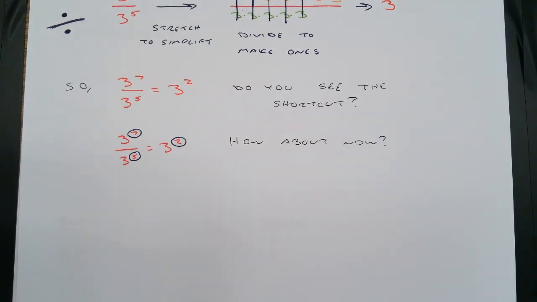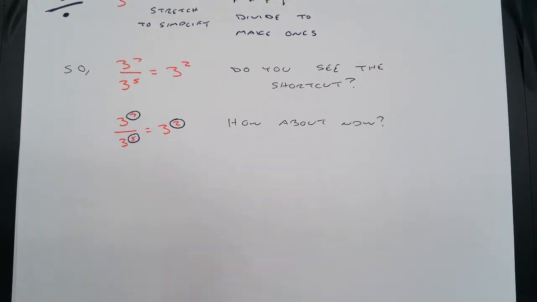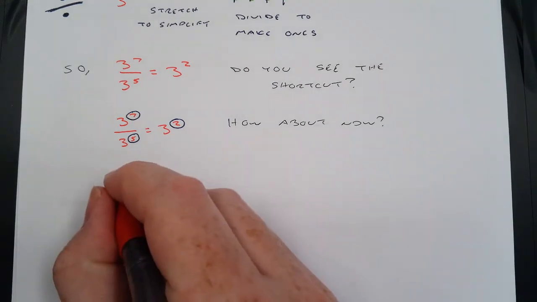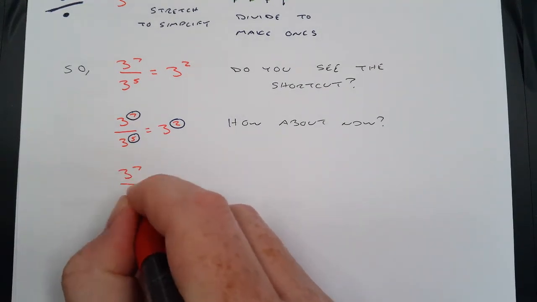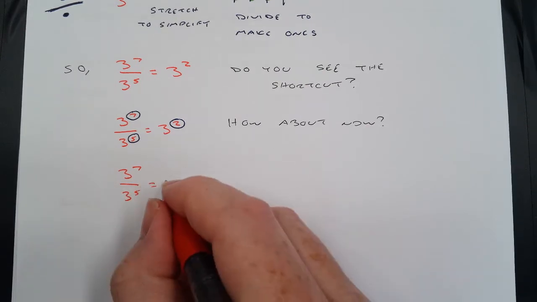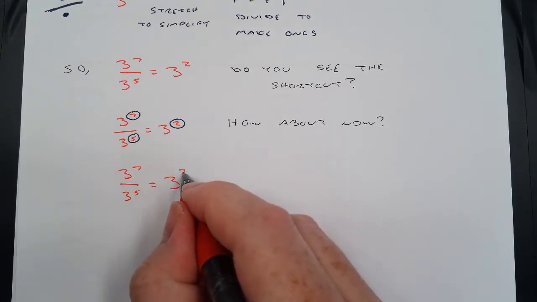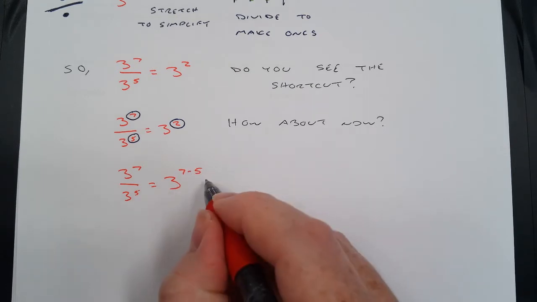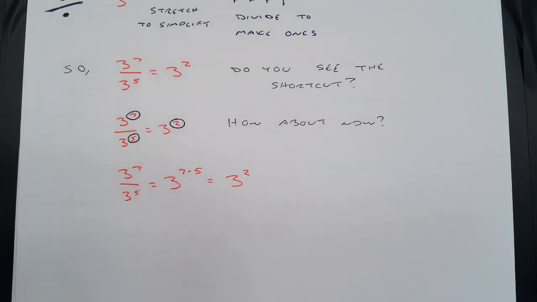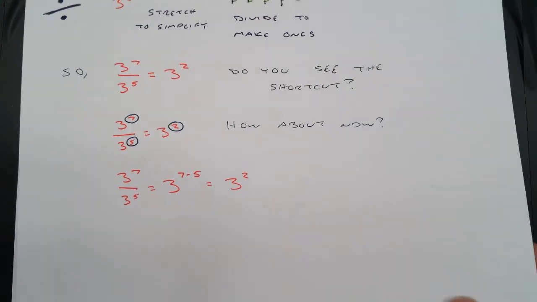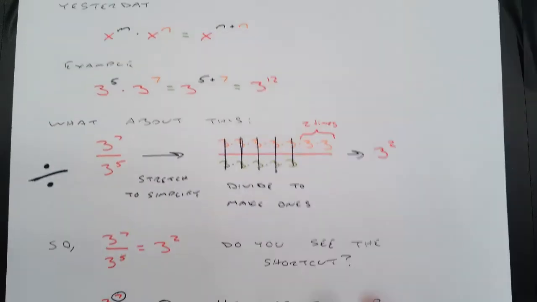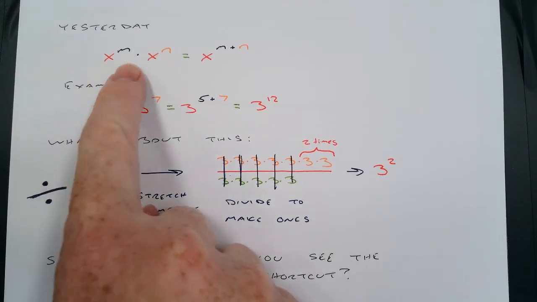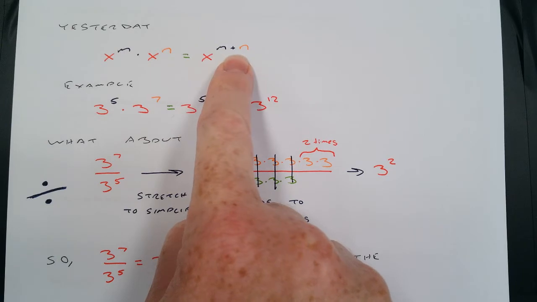Hopefully you see the fact family, 7, 5, and 2. You can see that for 3 to the 7th divided by 3 to the 5th, the shortcut is you just do 3 to the 7th minus 5. And that's how we get 3 squared. So when we divide exponents, we subtract. Remember yesterday, let me go back up to the top of our notes. Multiplying exponents, we add the exponents.